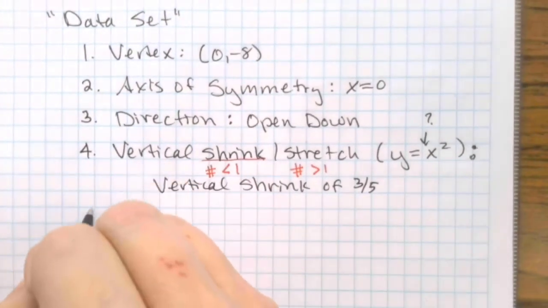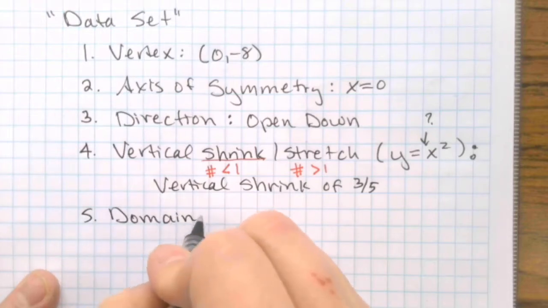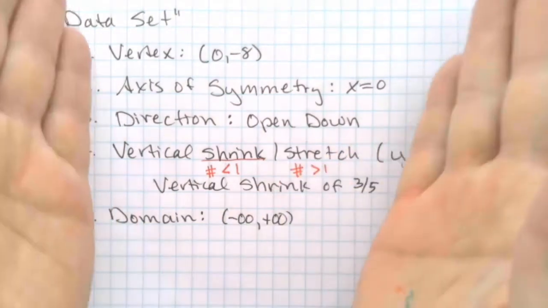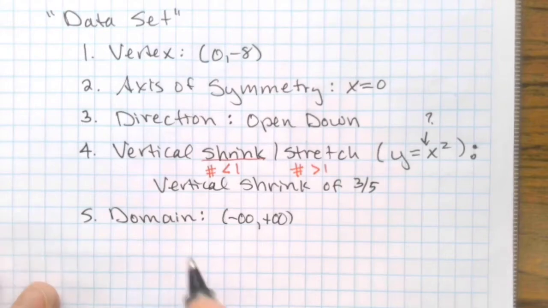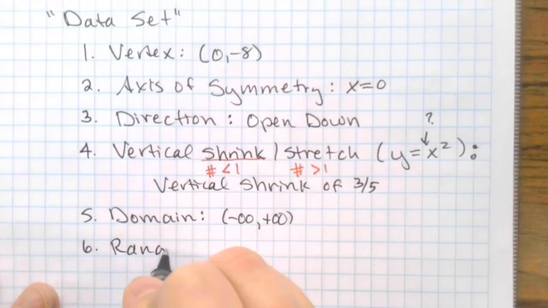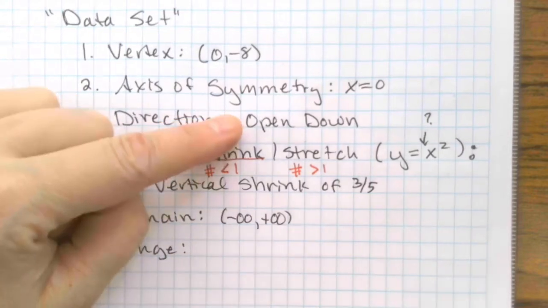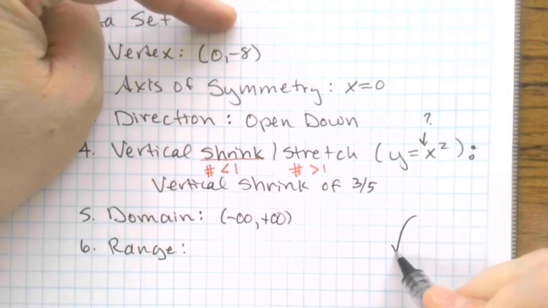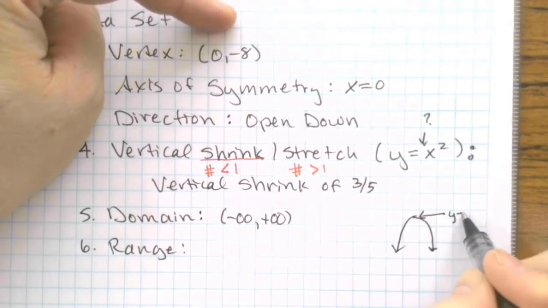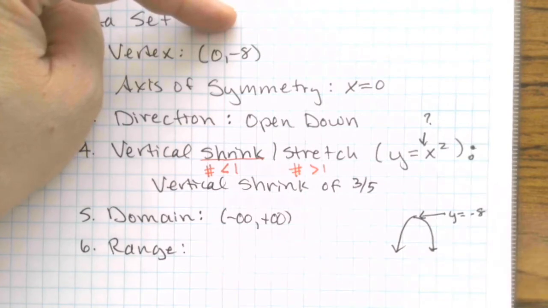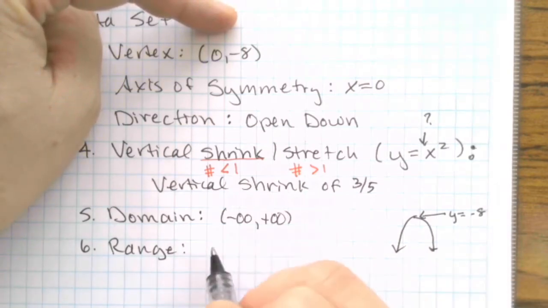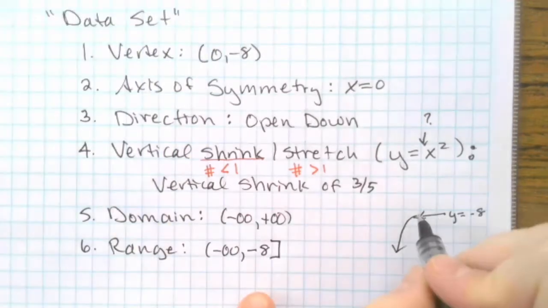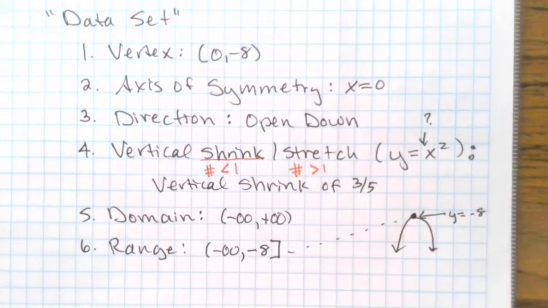Okay, the fifth item on the list is the domain. Well, this is easy because all up-down graphs have a domain of negative infinity to positive infinity because they go infinitely up or infinitely down. Number 6, range. Okay, so if our graph is opening down and its vertex is up at y equals -8, it means that y equals -8 is the tallest point of the graph, and then it opens down. So our range is going to be from -infinity up to -8 inclusive because it is actually the vertex.